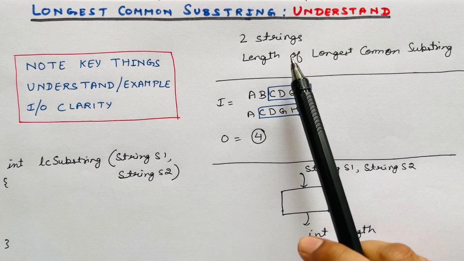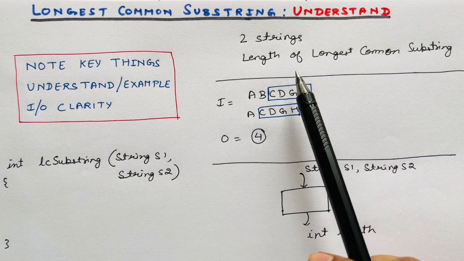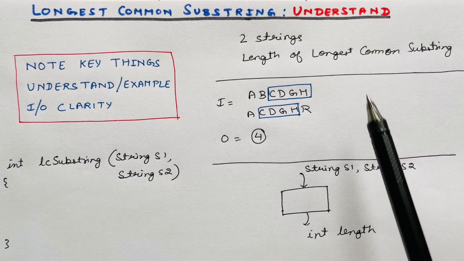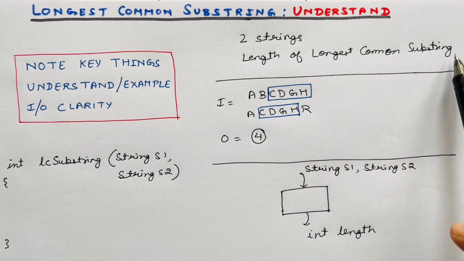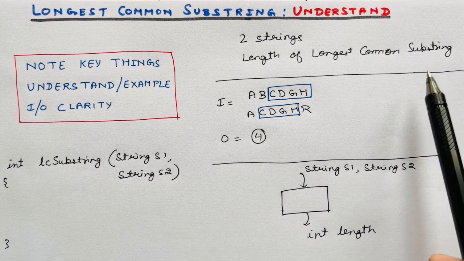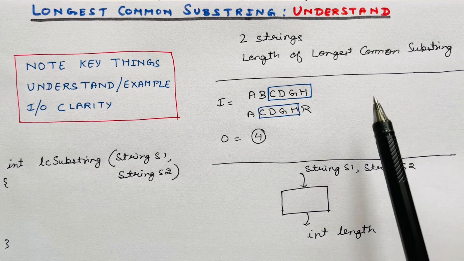Let's start. To begin with, let us first note the key things given in the question. We are given that there are two strings and we have to return the length of the longest common substring. What does that mean? Now we know what is a substring. Substring means a contiguous part of a string. So it has to be a substring.